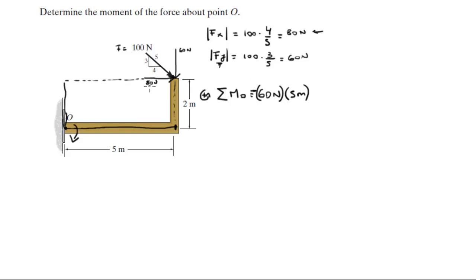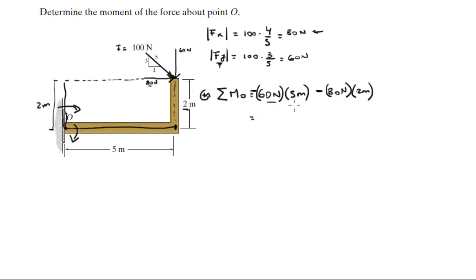And then you have this 80 newton force times the lever arm, this lever arm right here, which is the same as this one, which is 2 meters. And it's also negative because if this was hit by the force, it would move clockwise. So you've got two negatives.